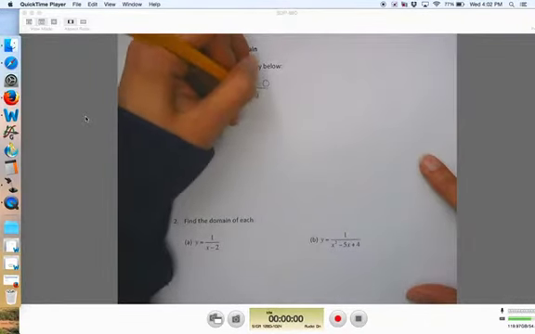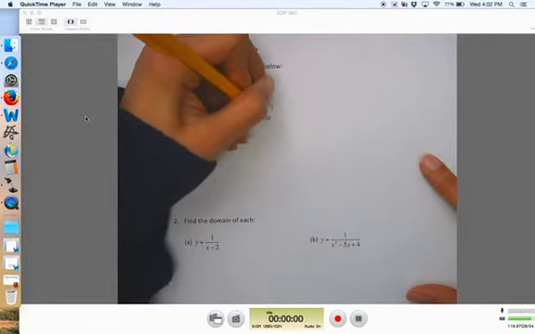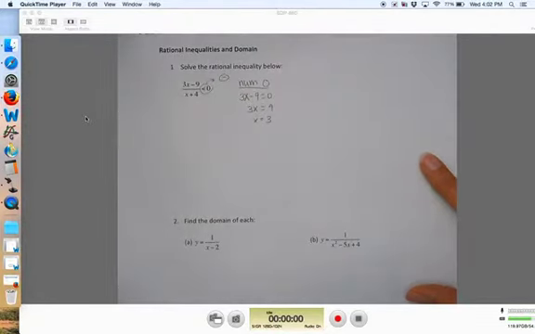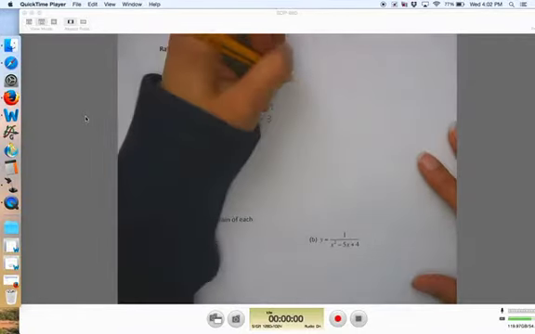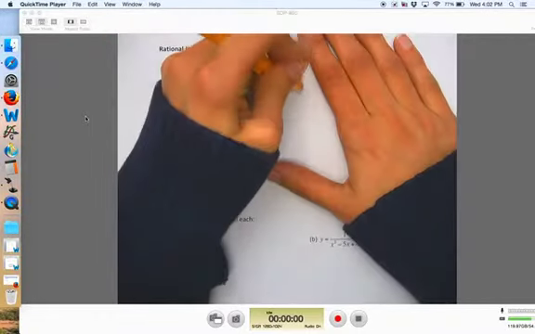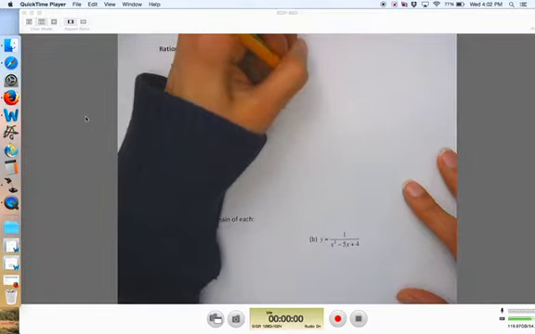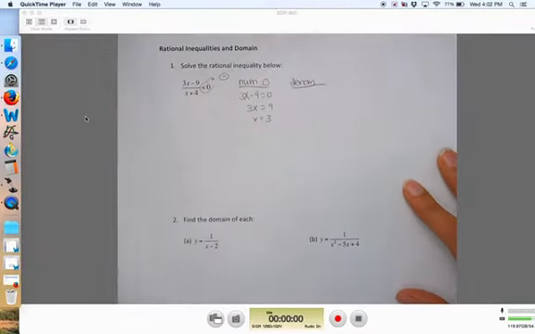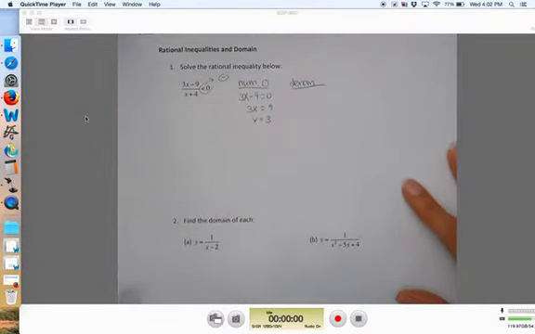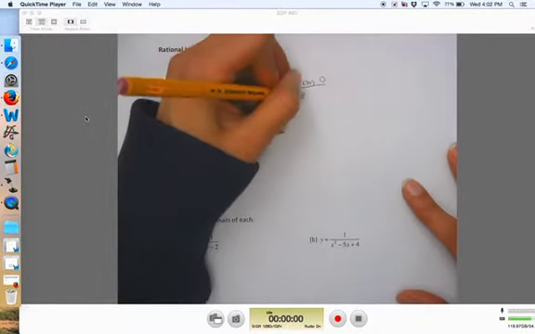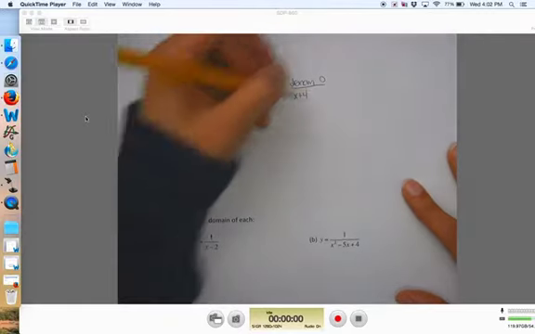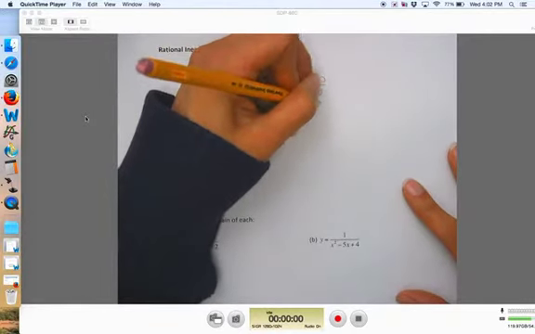So 3x minus 9 equals 0, and we're going to solve for x. So x equals 3. We're also going to find where the denominator equals 0. And the denominator can never be 0, so that will always get an open circle. So x plus 4 equals 0, x equals negative 4.